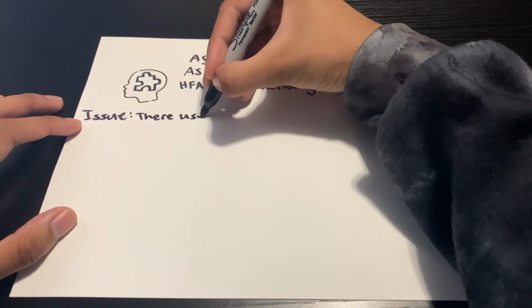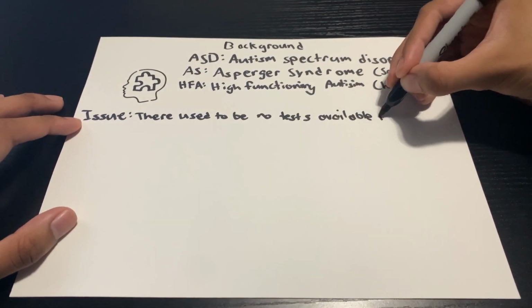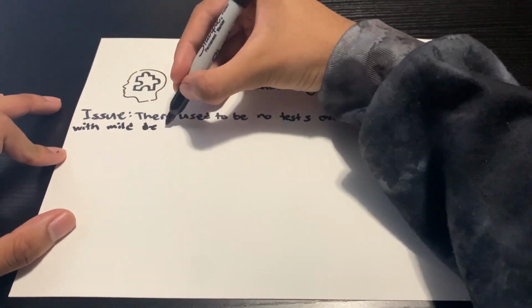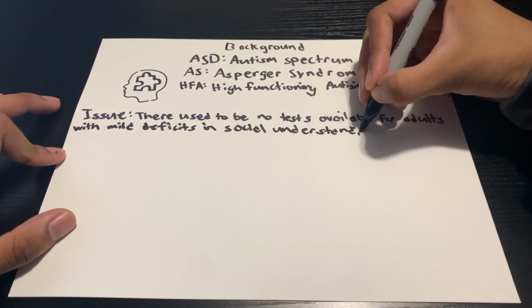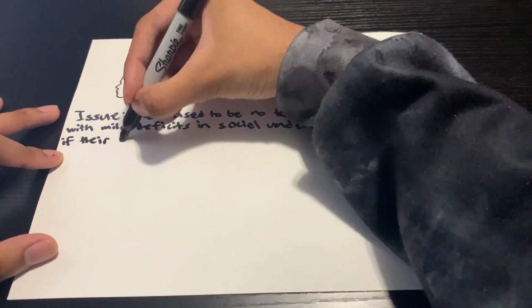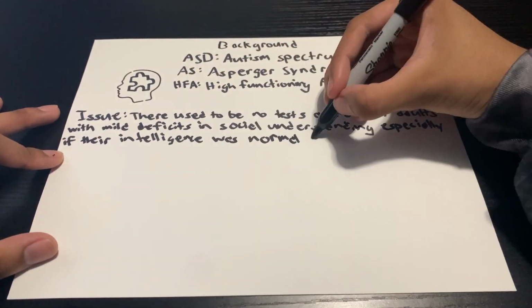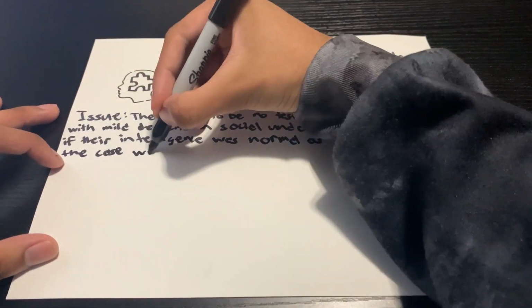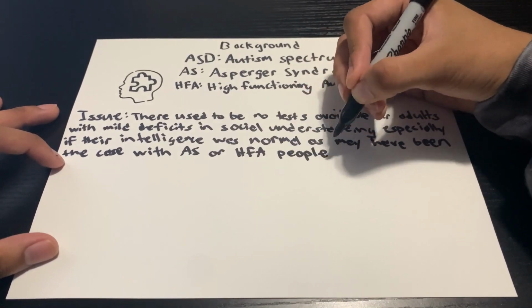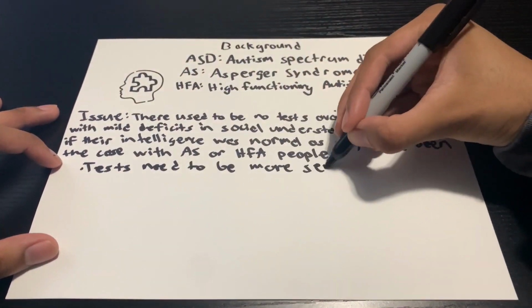The issue behind the study is that there used to be no tests available for adults with mild deficits in social understanding, especially if their intelligence is normal, as may be the case with AS or HFA people. The bottom line is that tests need to be more sensitive.